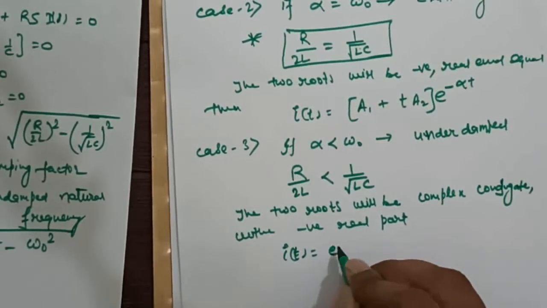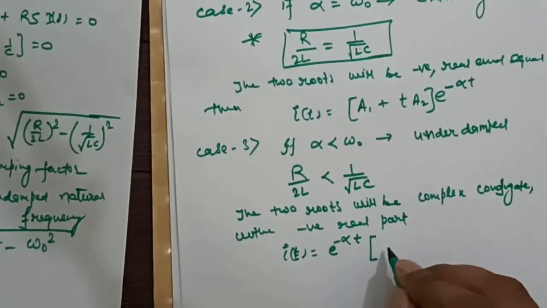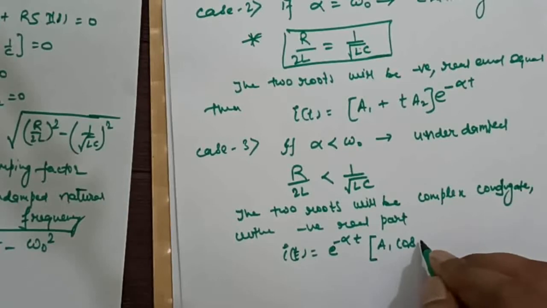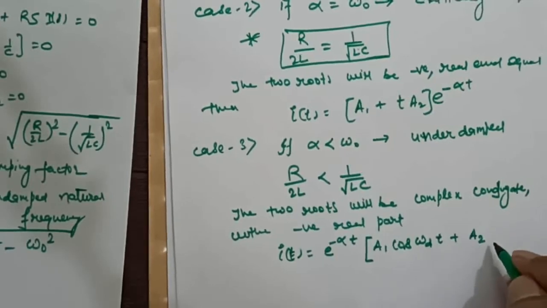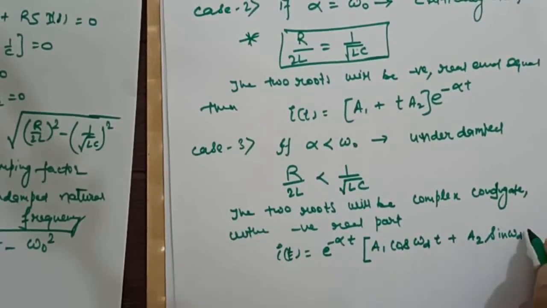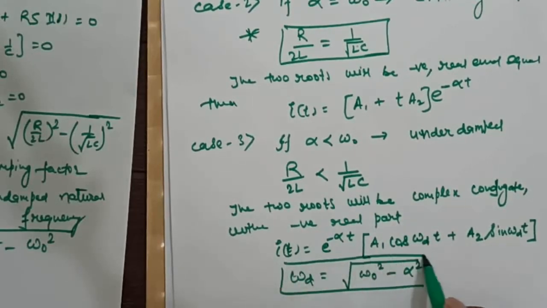i(t) is equal to e to the power minus real part of t, that is alpha t, into A1 cos omega d t plus A2 sin omega d t, where omega d, which is the damped frequency, will be nothing but root over omega naught square minus alpha square. This is our damped frequency.